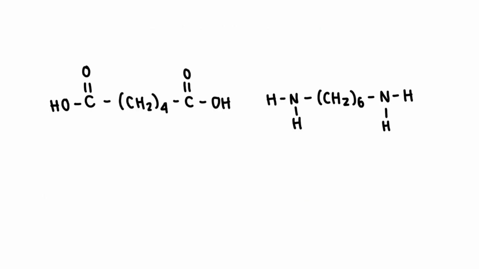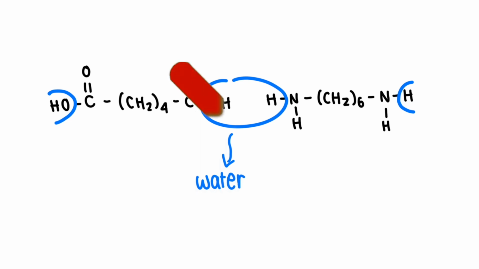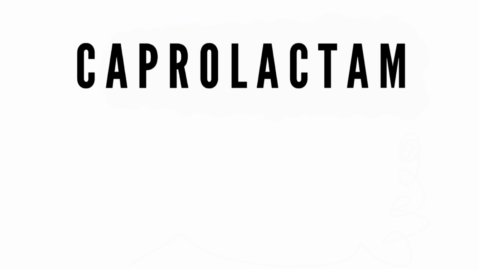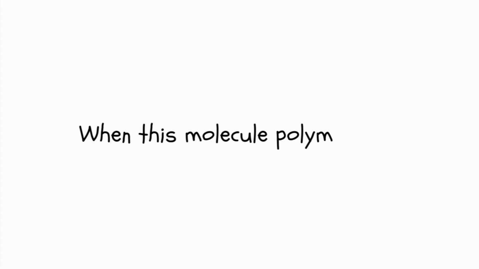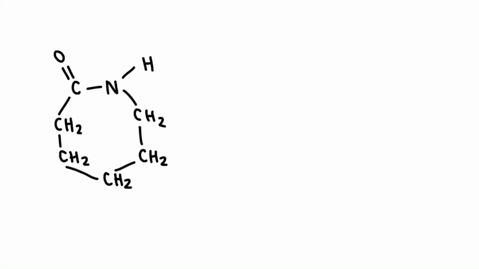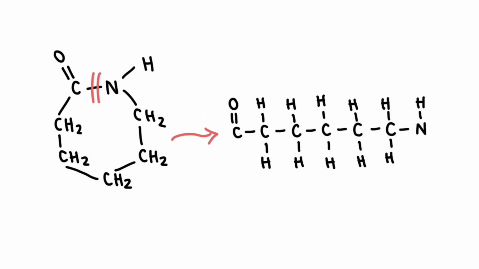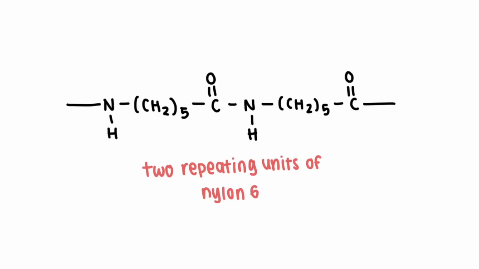Another example of nylon is nylon 6. This is the only example of a nylon polymer that is not formed by condensation polymerization because no small molecule is given off. Nylon 6 is made from a single monomer called caprolactam, which is basically 6-aminohexanoic acid. It is a cyclic amide. When this molecule polymerizes, the ring opens at the amide group, and the molecules join up to form a continuous chain which joins together to make nylon 6.